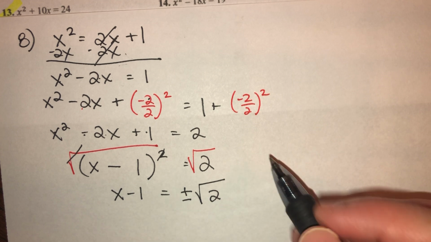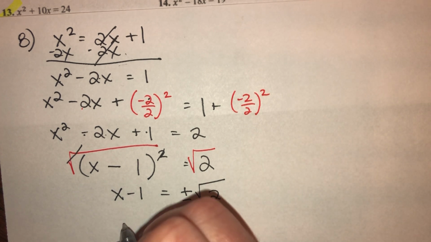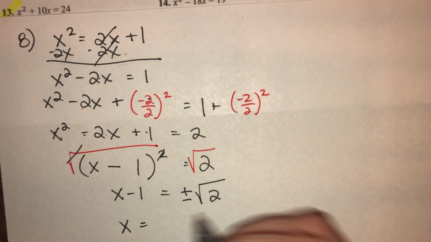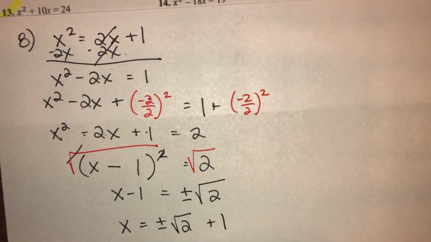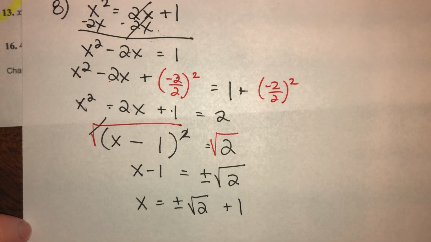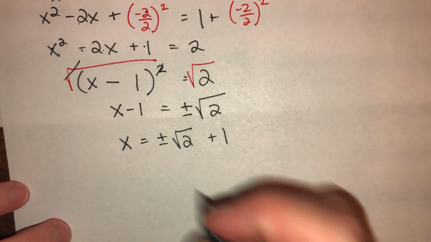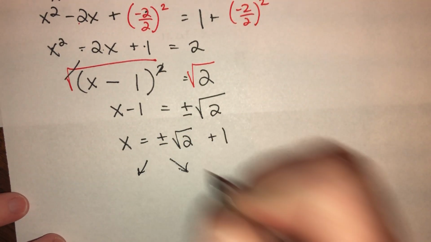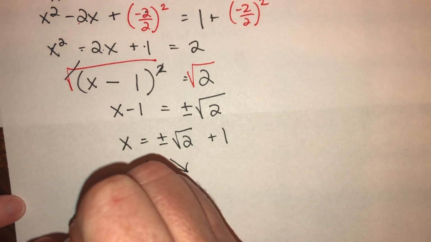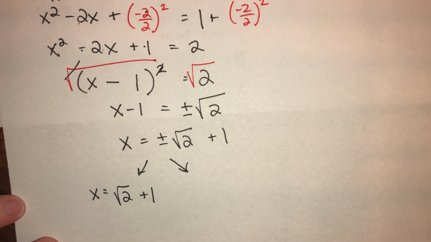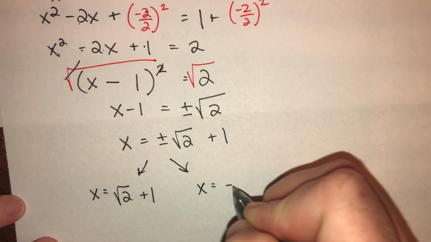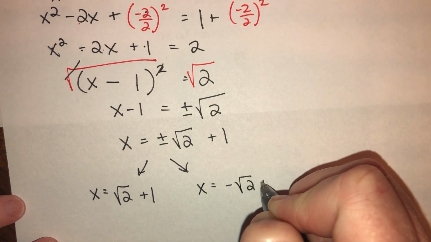So I'm just going to leave it, right? Then I add 1 to both sides. So I'm going to have x equals positive or negative square root of 2 plus 1. If I wanted to solve for x, and I'm not going to do it completely, you can if you have your calculator, I'm going to say x equals positive square root of 2 plus 1, or x equals negative square root of 2 plus 1.